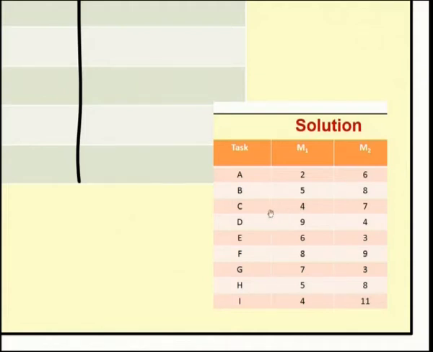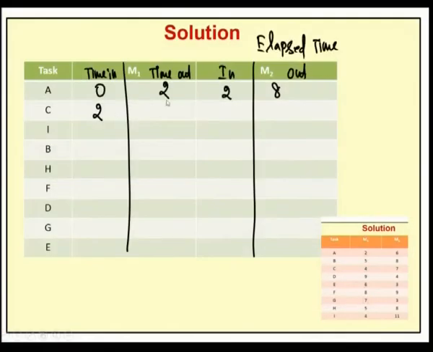The processing time for task C under machine 1 is 4, under machine 2 is 7. Therefore, for C, the out time is 2 plus 4, which is 6, and the end time for machine 2 is 8. So the processing time for C is 7. So 8 plus 7, 15.